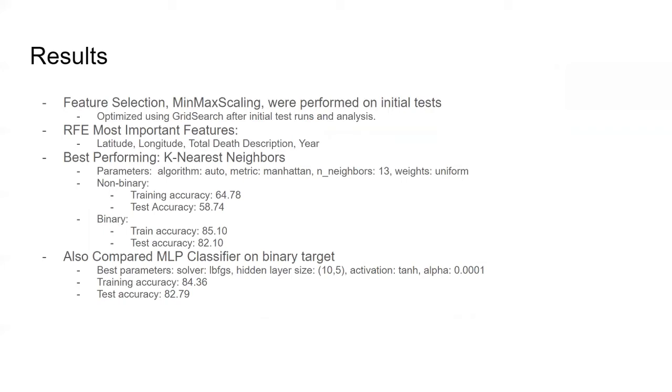And after optimizing our k-nearest neighbors algorithms for both binary and non-binary classification, it was found that the best distance metric was the Manhattan distance metric, the number of neighbors being 13, and the feature weights being uniform. We also compared a multi-layer perceptron classifier on the binary target variable to compare the two, MLP and KNN. After optimizing, it was found that the best solver was LBFGS, hidden layer sizes of 10 and 5, and an activation of tanh. We can see that the MLP performed better on the test than the KNN as well.